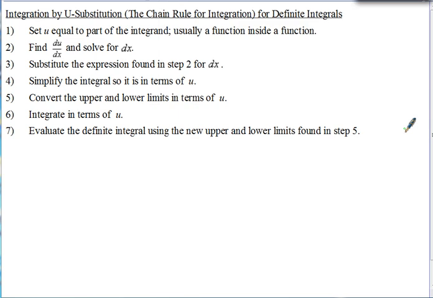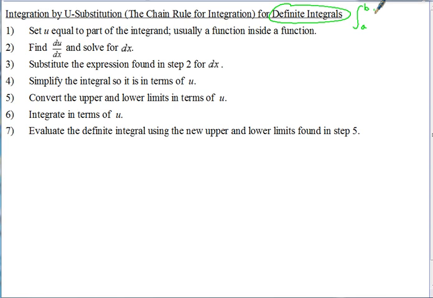These are the notes for AP Calculus on the topic of integration by U substitution for definite integrals. So we've got the steps here for U substitution for definite integrals. Remember, definite integrals are when you have an integral that has a lower and upper limit. Many of the steps are very similar to U substitution for indefinite integrals, which we looked at previously. But there are a couple key differences.